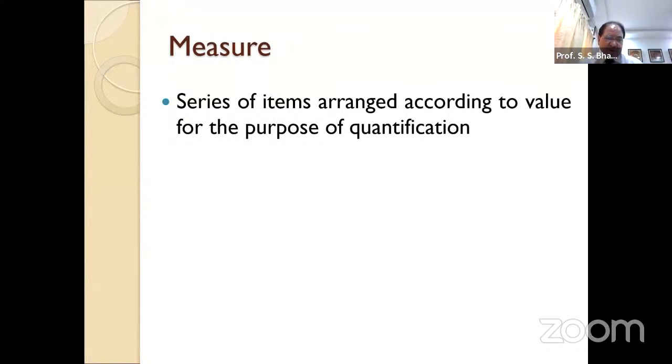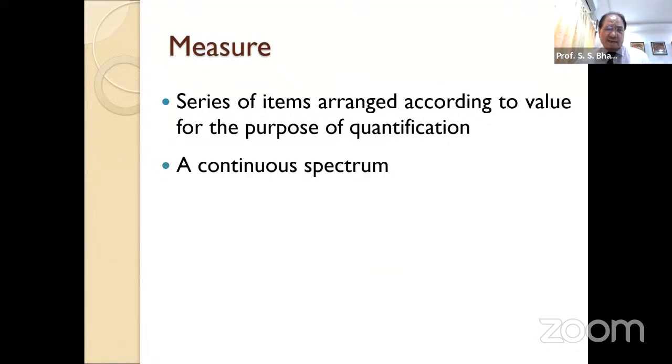Like, say, in case of gender, male, female. In case of satisfaction, high satisfaction, average satisfaction, low satisfaction, or very high satisfaction, high, average, low and very low satisfaction, or like that. So we can have two or more values that can get some weightage, which is called a measure. And therefore, we call it a series of items that can have value, that can be used for the purpose of quantification. And they will be on a continuous spectrum, then only we can measure them.